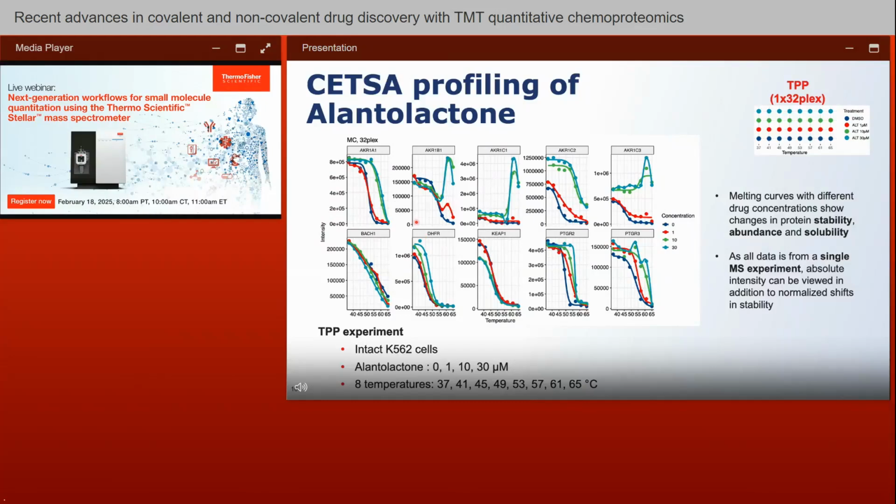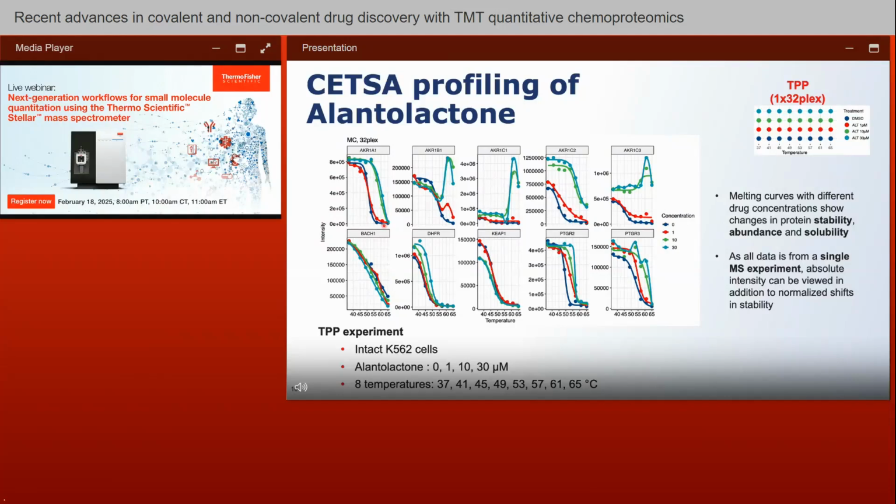For instance, we do see here proteins like AKR1A1 or PTGR2, which behave exactly like textbook SATSA examples, with a compound concentration-dependent increase in stability. For PTGR2, you see a gradual increase at all concentrations tested. For AKR1A1, you can see overlapping melt curves at 0 and 1 micromolar concentrations, and also a fully stabilized curve at 10 micromolar and 30 micromolar.